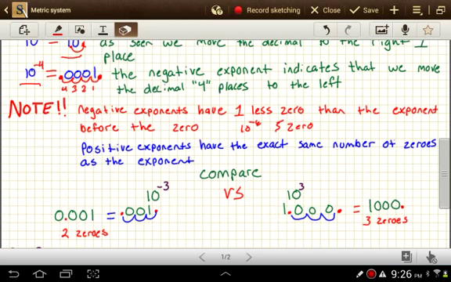But for positive exponents, the number of zeros you have is the exact same number as the exponent. So if I have 10 to the 6 here, I know I'm just going to have 6 zeros afterwards. That's because I'm going to move it over 1, 2, 3, 4, 5, 6. That equals 1 million. That's 6 zeros there.